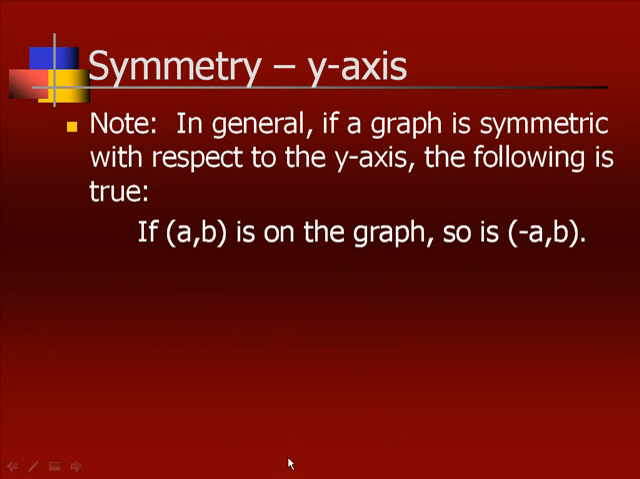Now, as a note, in general, if a graph is symmetric with respect to the y-axis, then the following is true. If (A, B) is on the graph, so is (-A, B). Because if you fold it on the y-axis, you're looking at x is A, x is -A, which means one's to the right, one's to the left, and they're both up to point B.